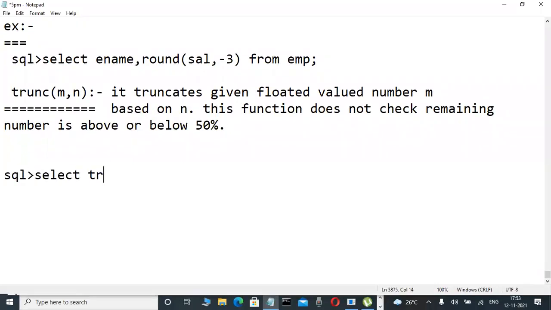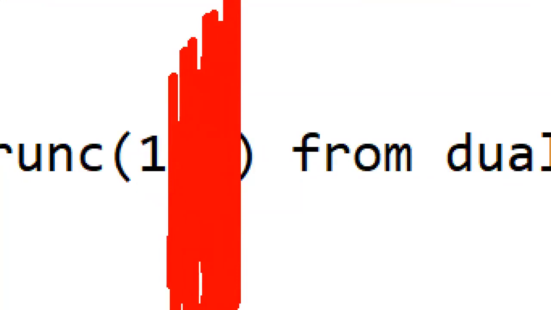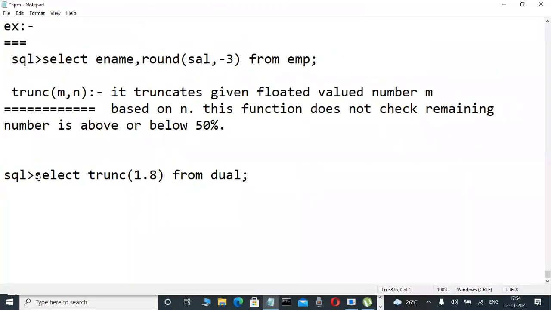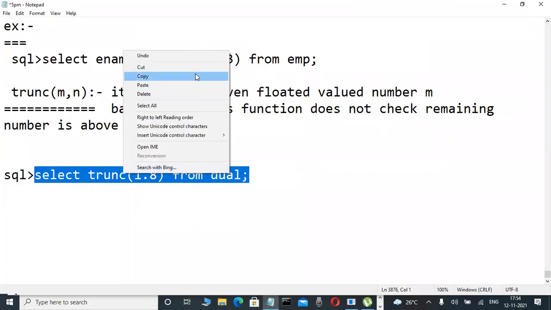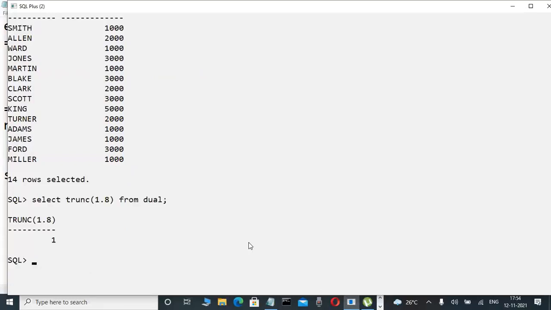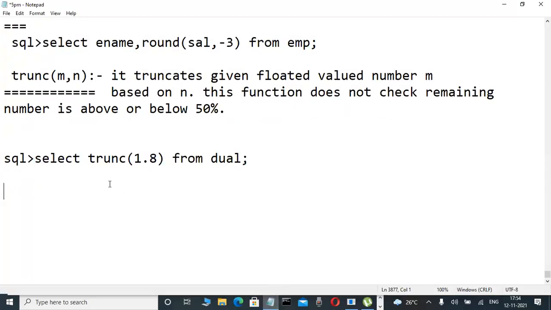Suppose here: select truncate of 1.8 from dual. What is the output? Very good, 1 only, because trunc means whatever number is after the decimal point will be truncated, trimmed, removed, simple. Here there is no above 50% or below 50% check, it is simply removed. Now check it out: yes, 1. Everyone is telling 1.